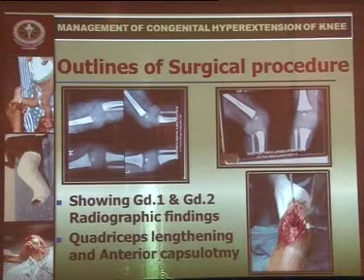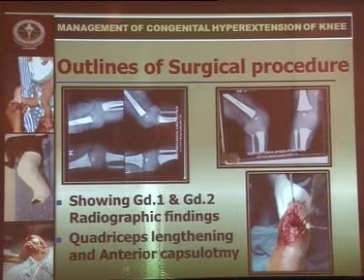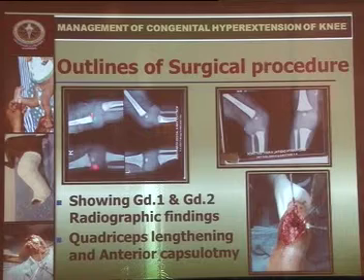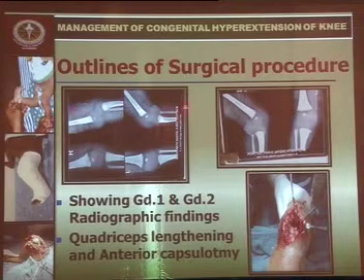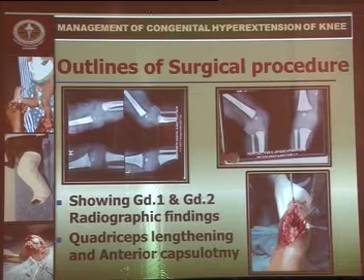Now outlines of surgical procedures, showing the grade 1 and grade 2 radiographic findings. You can see here the grade 1 and grade 2 radiographic findings. This is the dislocation, that is grade 3, you can see here. See this, completely dislocated. This is the tibia and this is the femur, completely out from the joint. And this is subluxation, that is grade 2. This is grade 2, this is grade 3.